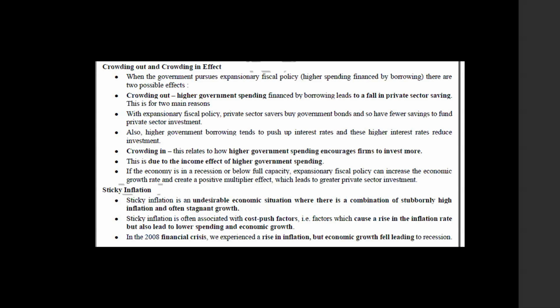That is why government borrowing should not be very high. If government borrowings are very high, then private investments will fall. This is called the crowding in effect and the crowding out effect. Very, very important.